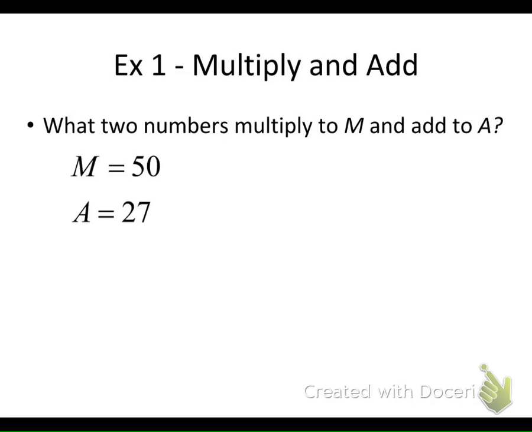So I know that if I take 1 and 50, there's a factor pair, because 1 times 50 is 50, right? Can I take 2 times something to get 50? Yeah, 25. So 2 times 25 will get me to 50. Can I take 3 times something to get me to 50? 4 times something to get me to 50?